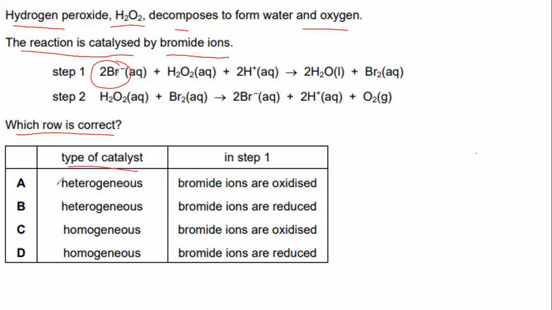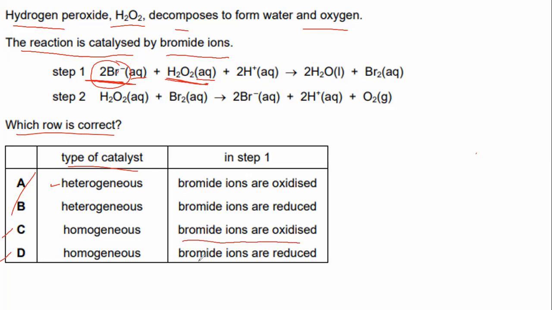So as we know, a heterogeneous catalyst is when the catalyst and the reactant are both in different phases, but here the catalyst, which is bromide ions, and H2O2 are both in the same phase. Both of them are aqueous, so they are homogeneous. So either C or D are the correct answers. Right, let's move to the next option.